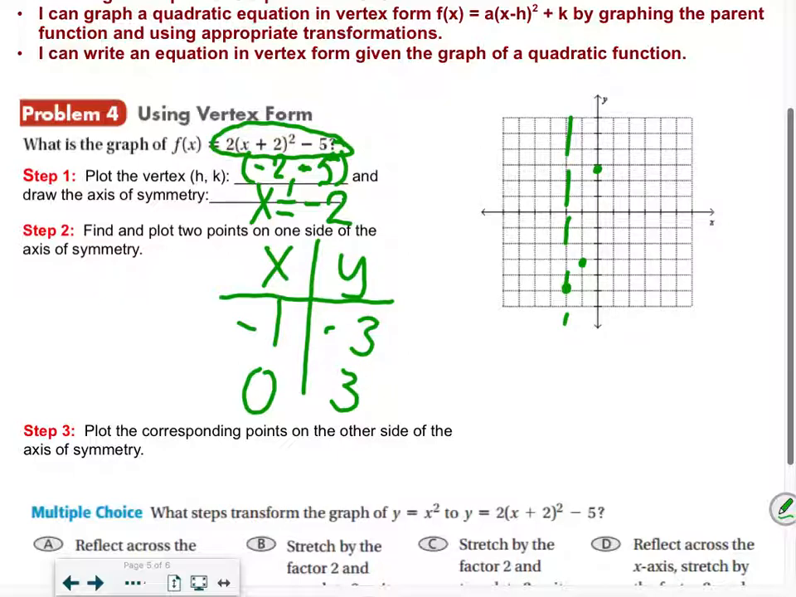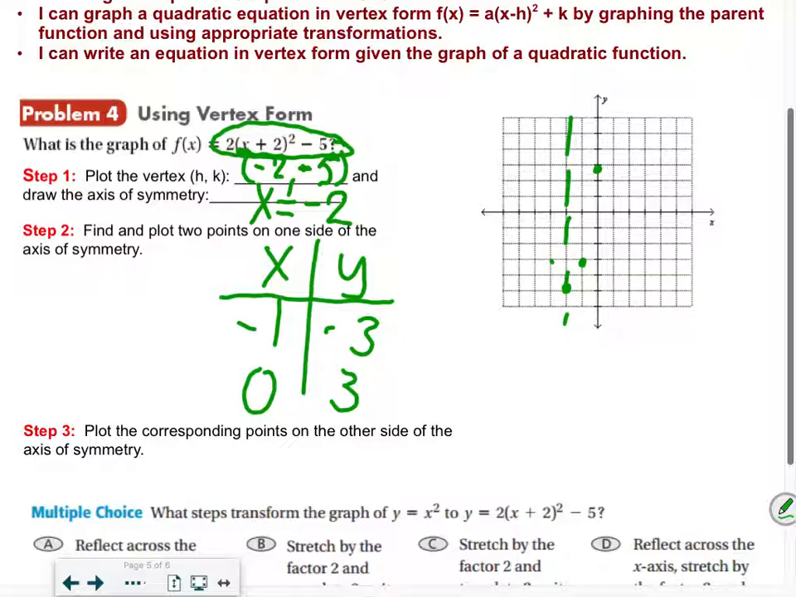This might be a stupid question, but I missed it. Over our vertex, why is it a -2? Just like when we did absolute values before. Yeah. This is our x, and the minus makes it a plus. The plus makes it a negative. Oh, it's just the reverse. Gotcha. Yep. Okay, thank you.